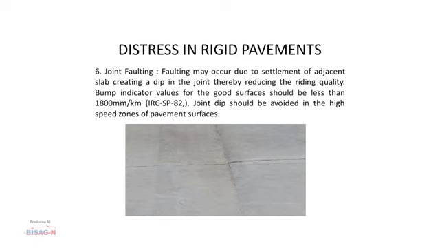To measure this joint dip, a bump indicator equipment has been approved by MORTH, and the requirement should be a maximum of 1800 mm per kilometer. It should not be more than this 1800 mm per kilometer as per the IRC SP82 code. These joint dips should be avoided in the high speed zones of the pavement surfaces.